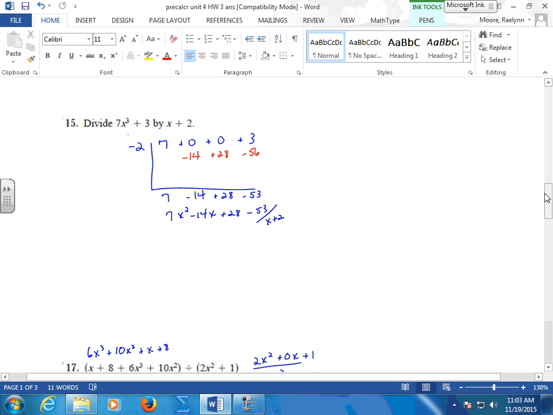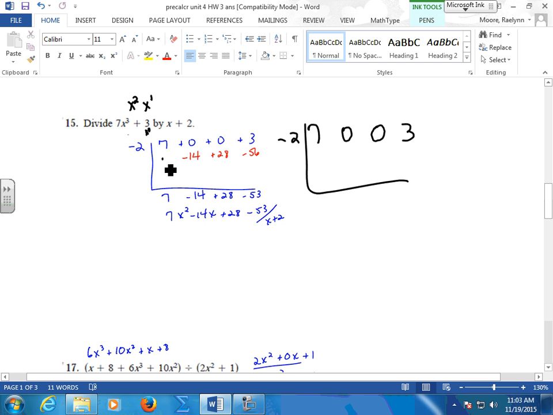Okay, now, notice, there's no x squared, there's no x1, this is x0. I have to put space holders in there. So I have a coefficient of 7 for my x cubed. I have nothing for my x squared. I have nothing for my x1, and my x0 is a 3. I have to have space holders. When I count down 3, 2, 1, 0, I have to be able to count from the highest down to 0. And then I divide by my negative.